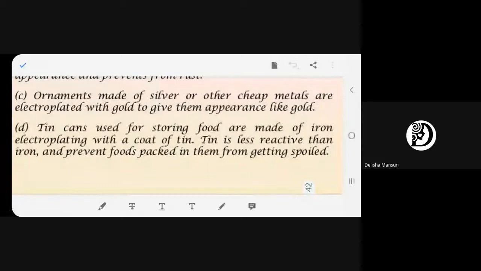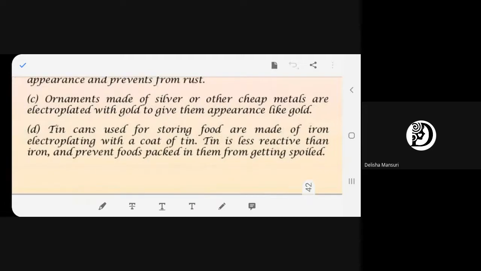Ornaments made of silver or other cheap metals are electroplated with gold to give them an appearance like gold. Any problem in this also? No, ma'am. So it's revision. I don't think you have to revise it again. What do you say?